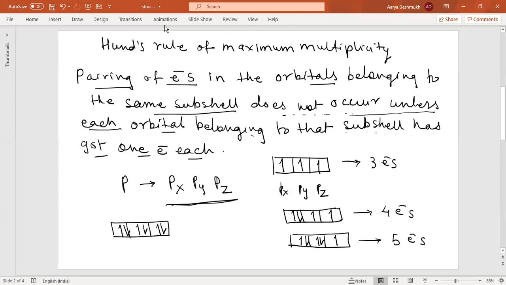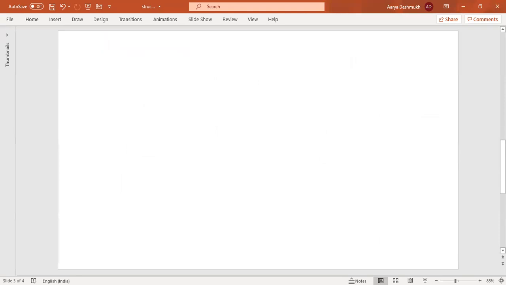So this is true for the same subshell. Once this subshell is filled, then you can proceed further to the next subshell. Remember. So this is Hund's rule of maximum multiplicity. Now we'll try to write the electronic configurations by taking some simple examples like fluorine with atomic number 9.